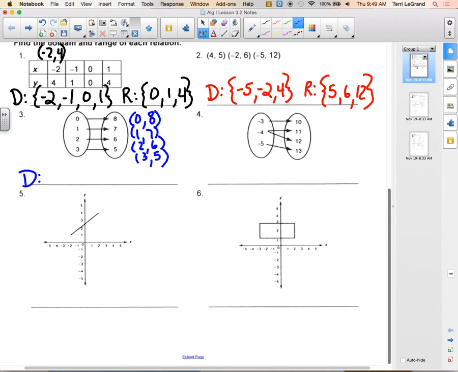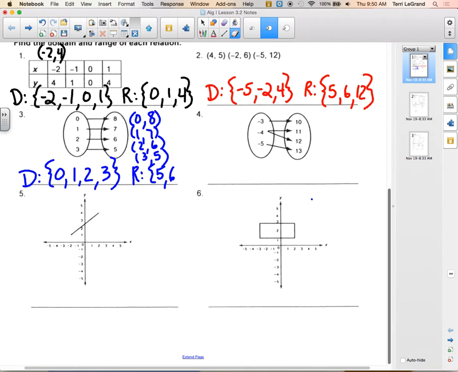So our domain is what? What is our domain, Monisha? 0, 1, 2, 3. Okay. Our domain, the x values, in numerical order, ascending, in set notation. Noah, you're already giving me the range. Okay, 5, 6, 7, 8. End of set? Yep. Okay. Here we go.